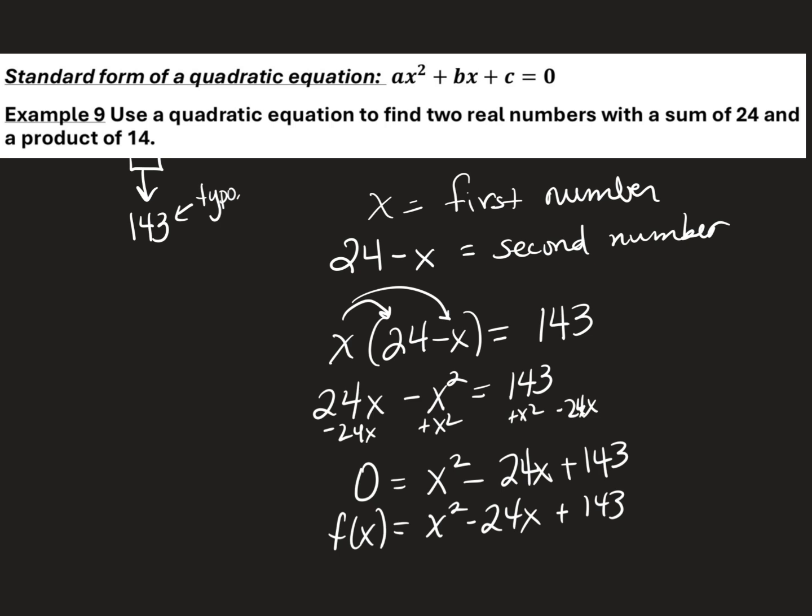So if you will type this into Desmos, y equals x squared minus 24x plus 143, and then fill in this answer. The two numbers are blank and blank.